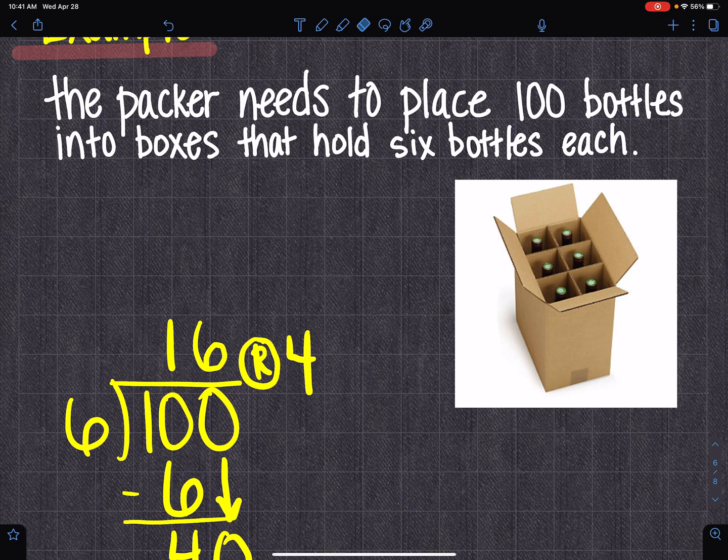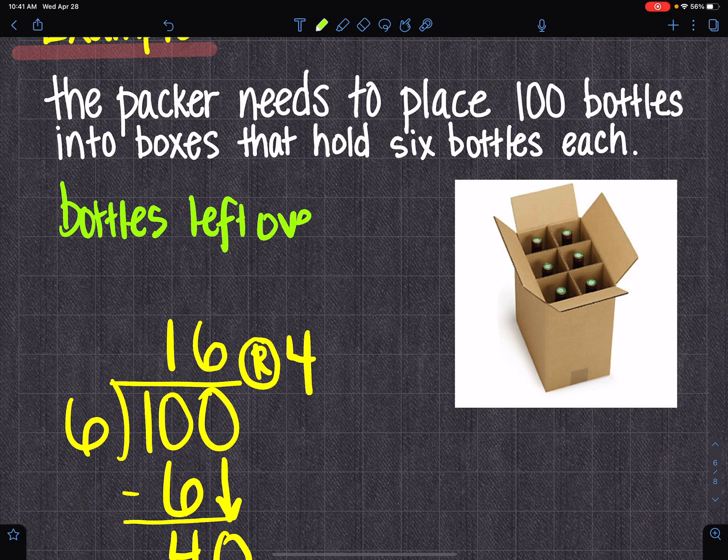It wants to know how many bottles will be left over. So bottles left over. So that's where your remainder comes in handy. The remainder tells you how many extra bottles you're going to have because they didn't fill that last box.